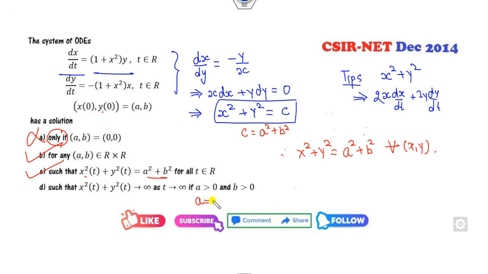If I choose a as 1 and b greater than 1, then this number will go to 2, which is not infinity. So this option is cancelled out. B and C are the right answers of this problem.